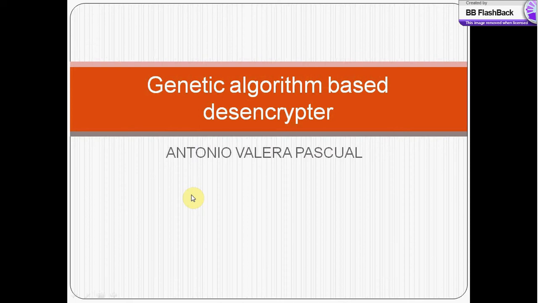Hi everybody, I'm Antonio Valera Pascual and this is my presentation of my second assignment, whose goal is to develop a text encryptor based on a genetic algorithm.